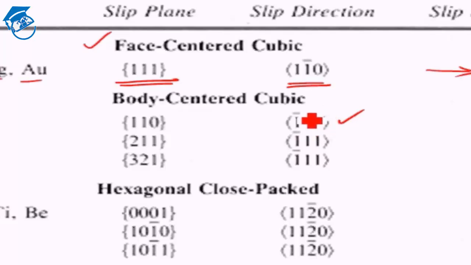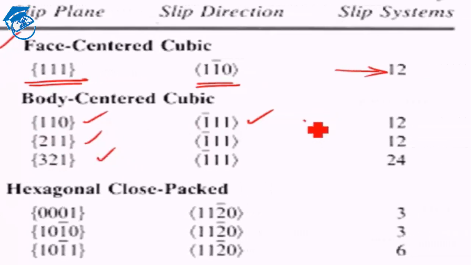But the most packed plane is the 110, then there is 211, and there is 321. For this combination we have 12 systems, for this combination we have 12 systems, and for this combination we have 24 systems.